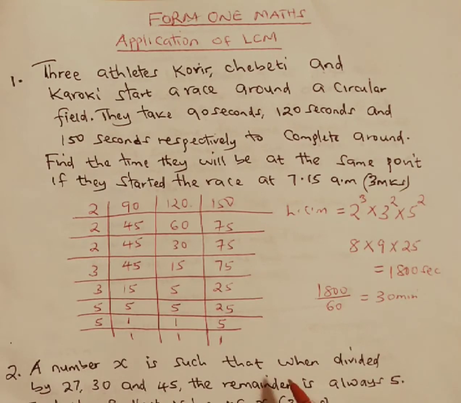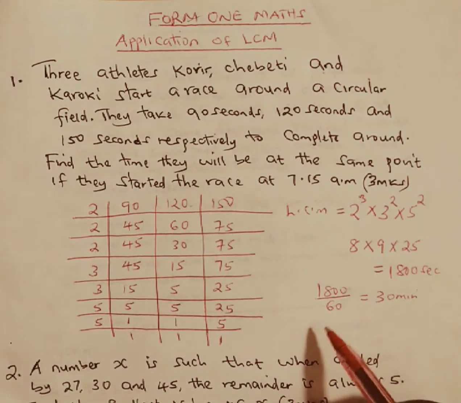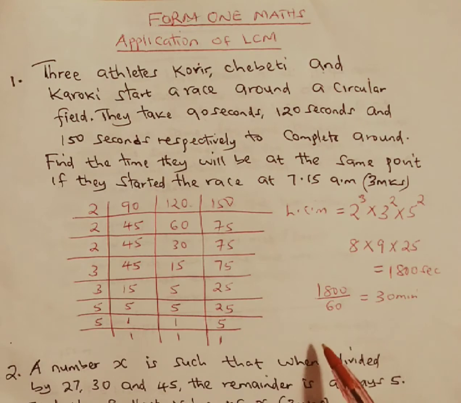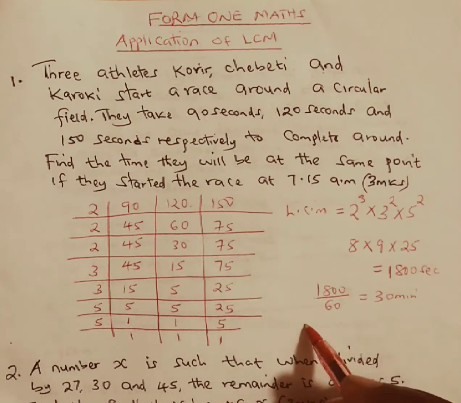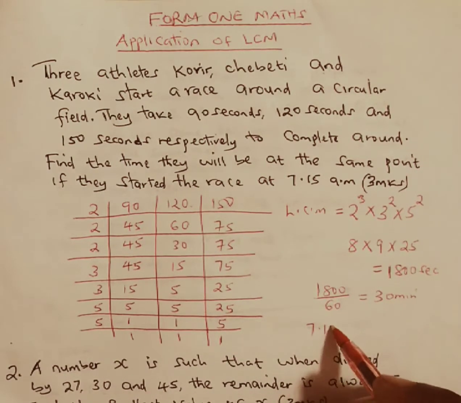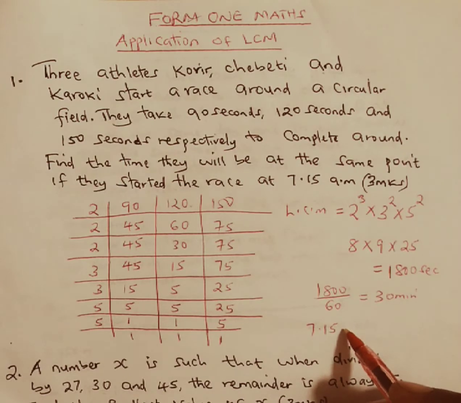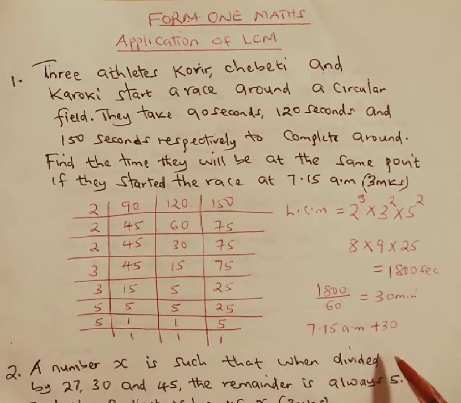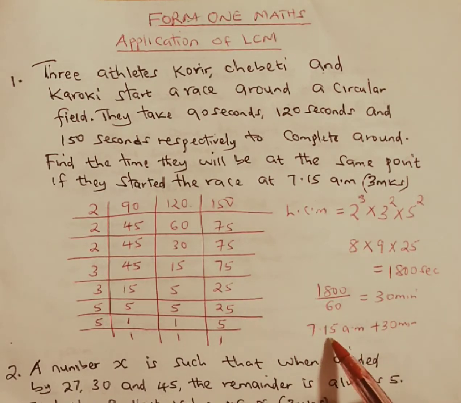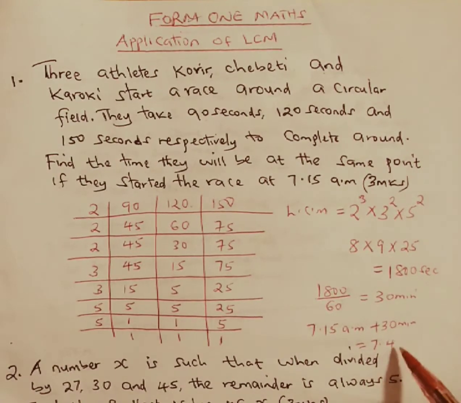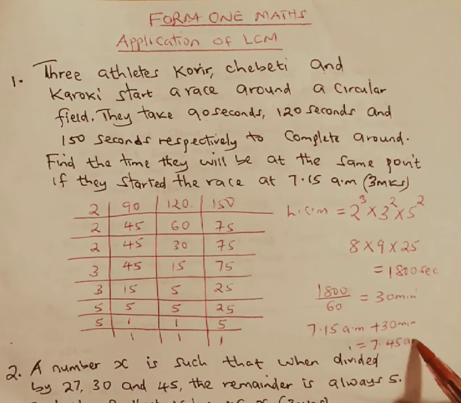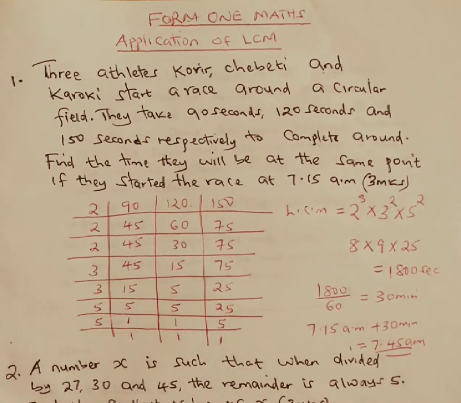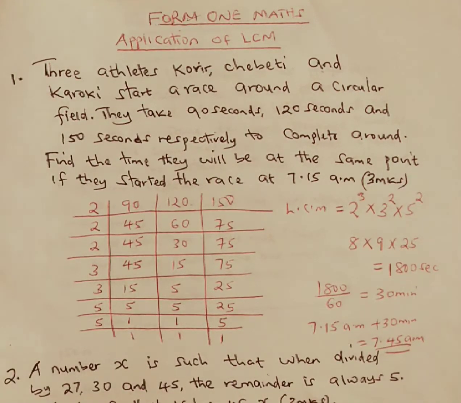So to get the time they will be at the same point, you take the time they started the race, which is 7:15 a.m., and add 30 minutes. If you add 30 minutes to 15, that will give us 45, and therefore this will be 7:45 a.m., and that is the answer to this particular question.